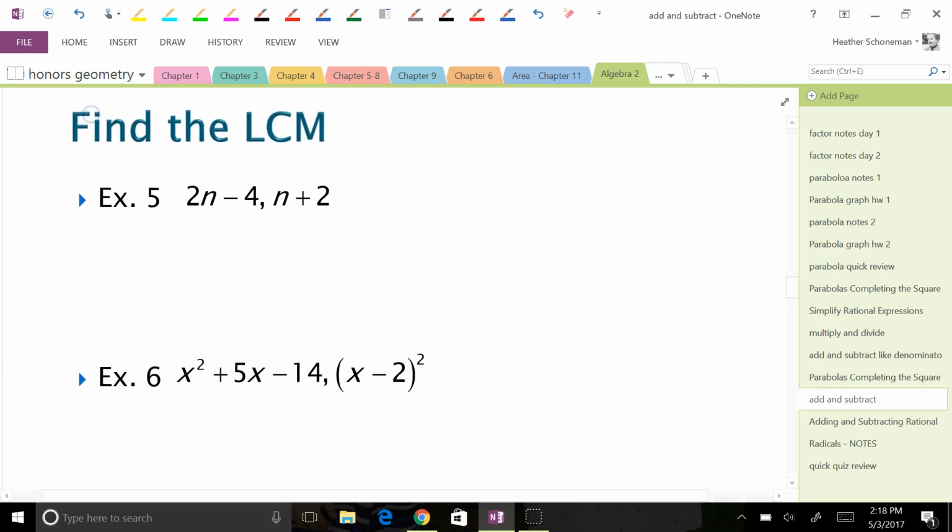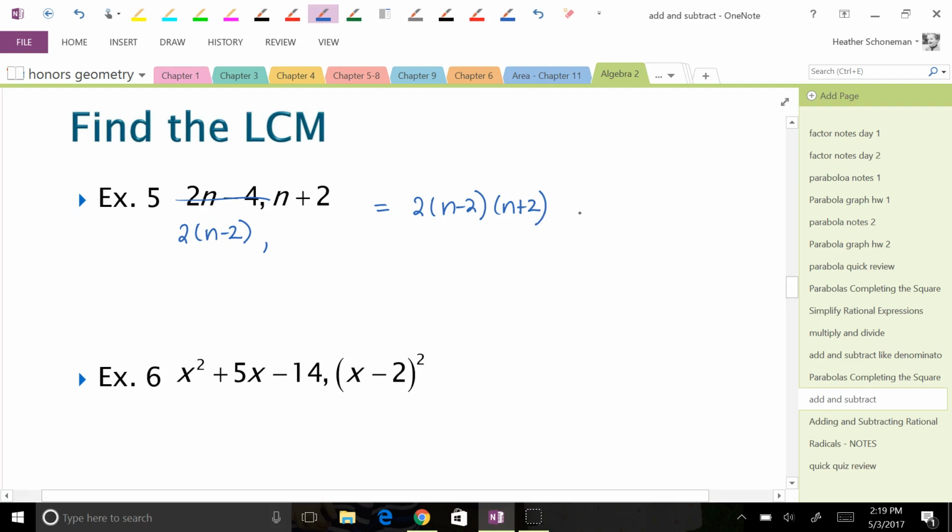Let's look at this one. Number 5, we can't find the least common multiple until everything is factored. So I'm going to take this and factor it to that. Now for my least common multiple, everything has to be represented. So I need a 2, I need the n minus 2, and I need the n plus 2.